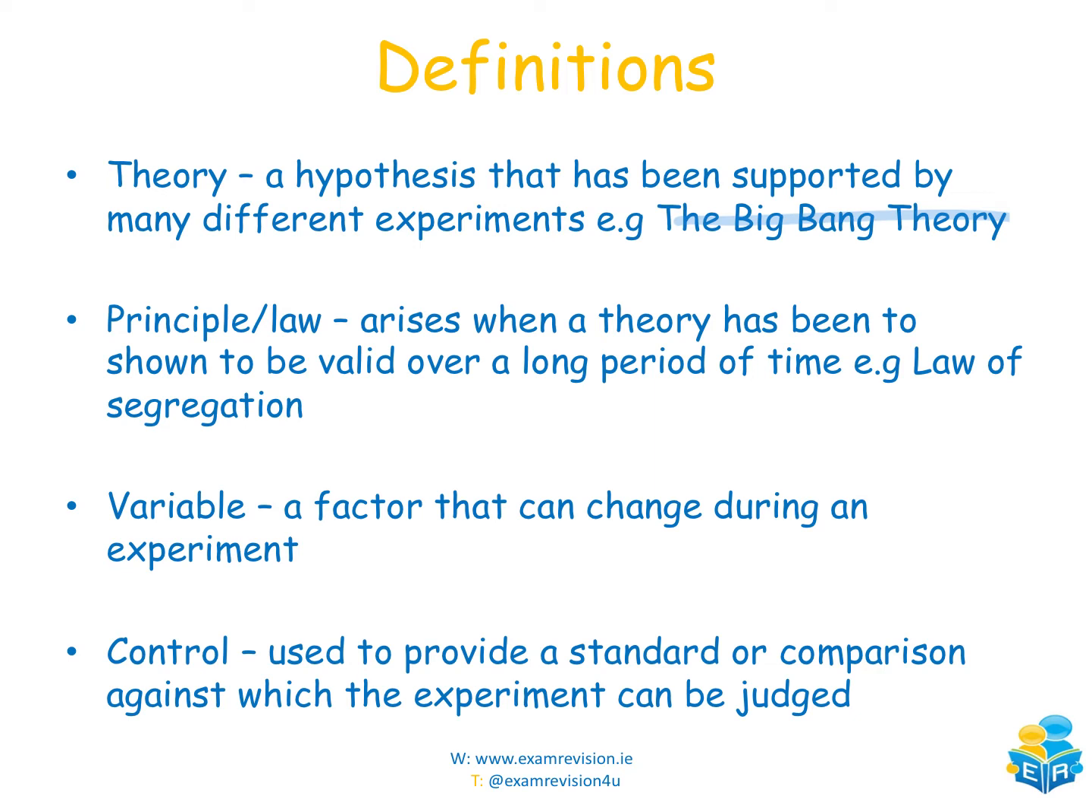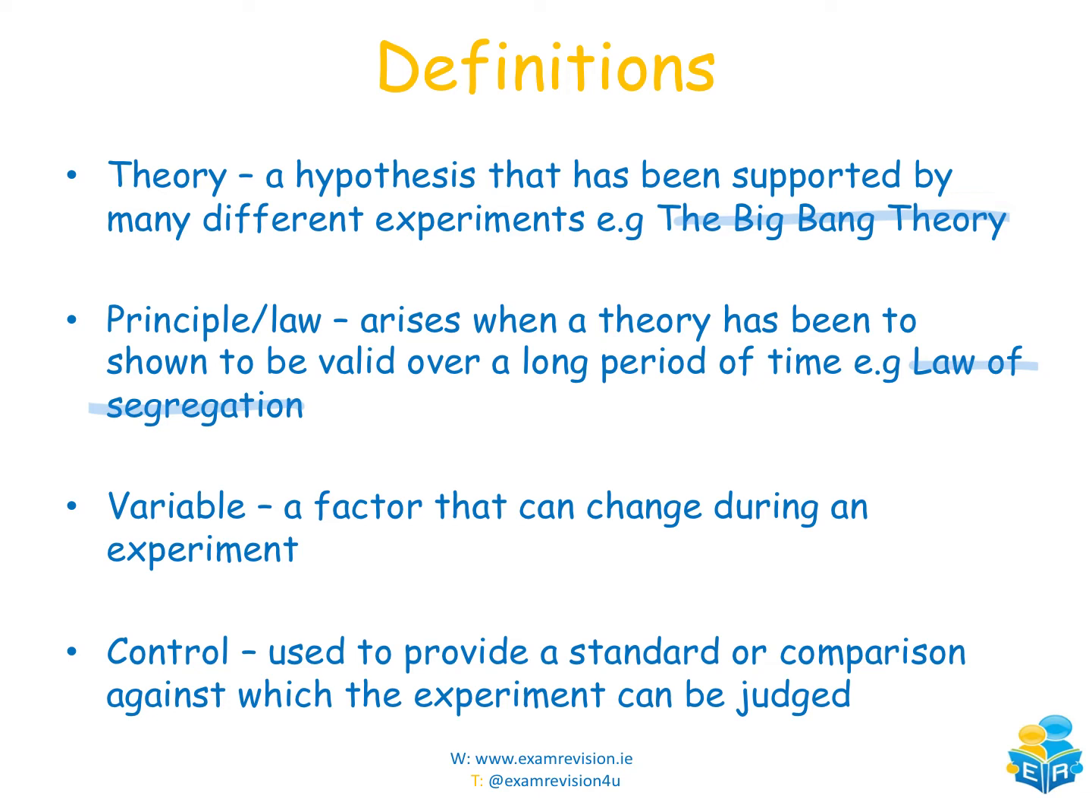If that theory has shown to be valid over a long period of time, then we can say that that becomes either a principle or a law. So within genetics, you would have already looked there at the law of segregation. The law of independent assortment would be another one there as well. If you're already studying chemistry, you might have come across Boyle's law. So if that theory is shown to be valid over a long period of time, it'll become a principle or law. A variable then is a factor that can change during an experiment.